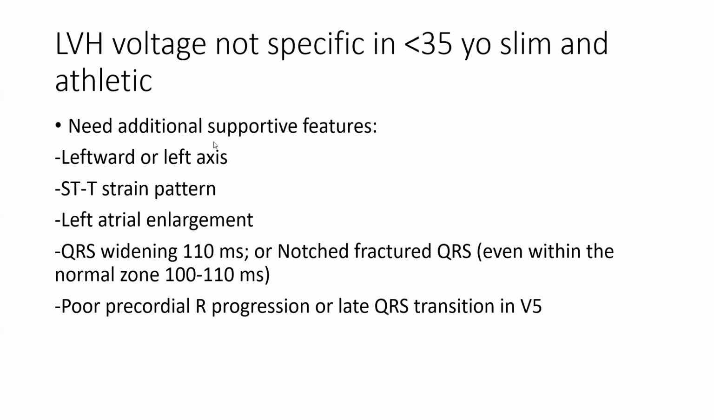And in that subset, you need additional features to support the diagnosis of LVH, such as any of the following: a leftward or a full-blown left axis, especially that the young and slim tends to have a vertical axis. So a horizontal or leftward axis supports LVH. Or ST-T strain pattern of LVH, or left atrial enlargement, or QRS widening 10 milliseconds or more, or notched fractured QRS even within the normal zone 100 to 110 milliseconds. Or poor precordial R progression or late QRS transition in V5.